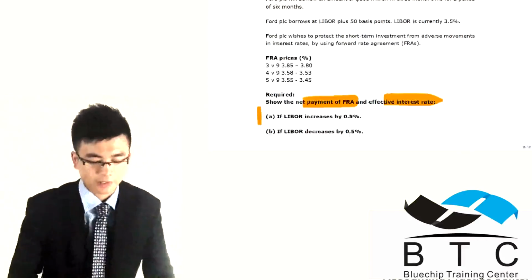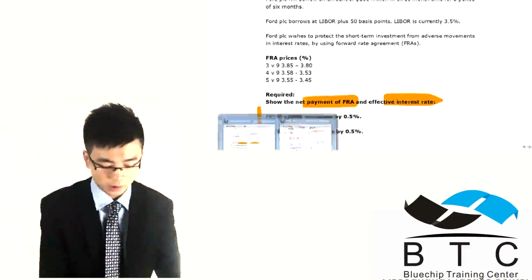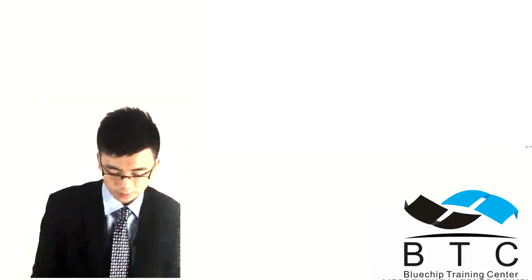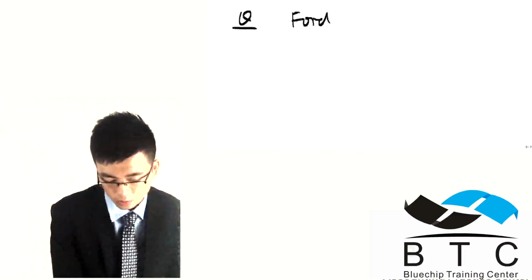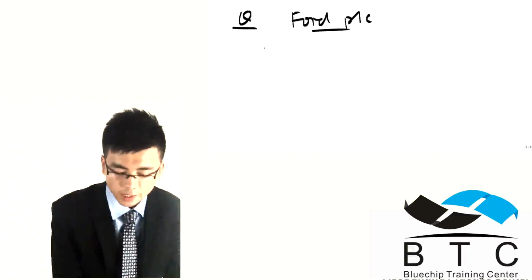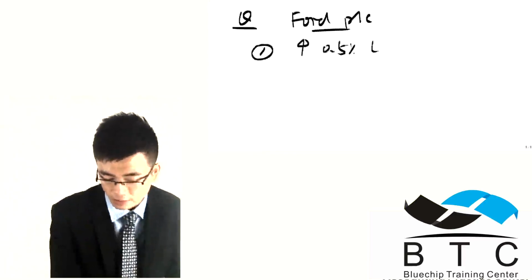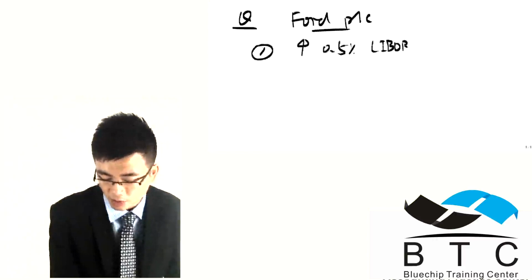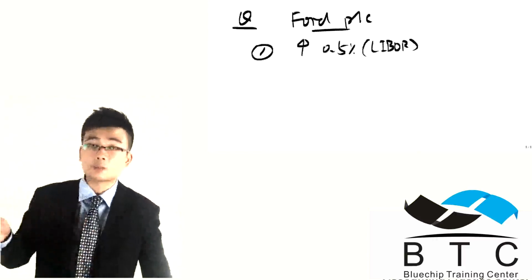First scenario, if the LIBOR increases by 0.5%. So I'm going to say this question is called Ford PLC, and this is the first scenario, 0.5%. If the LIBOR rises by 0.5%, we're going to set up a pro forma firstly before actually moving any further.